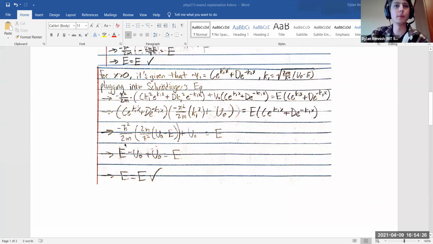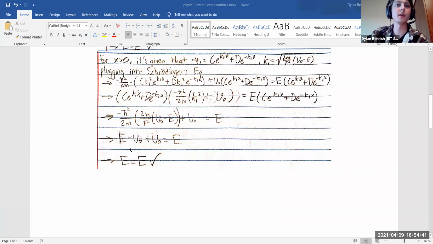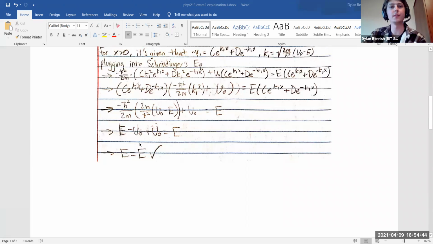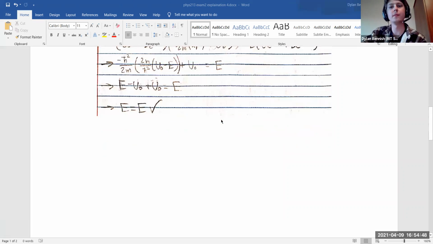And now we'll just cancel things out. 2m cancels, minus h bar squared cancels. The minus gets distributed out, so we have positive e minus u naught plus u naught, which is this here, is equal to e. U naughts cancel, and e is equal to e, so that proves it. This is a solution for region 1 for the Schrodinger's equation.